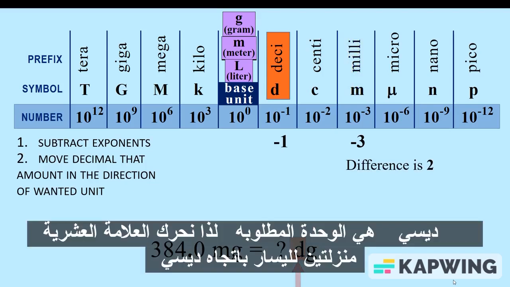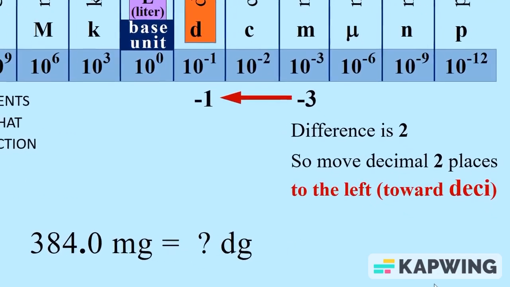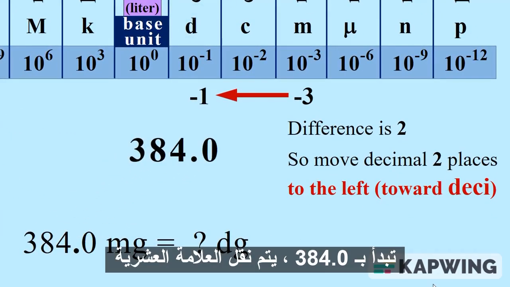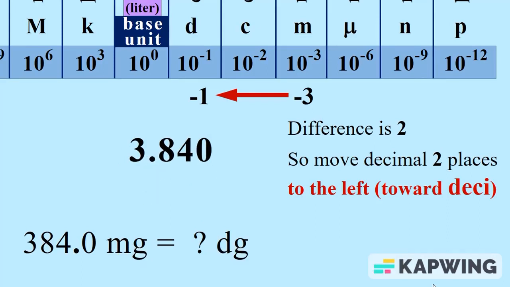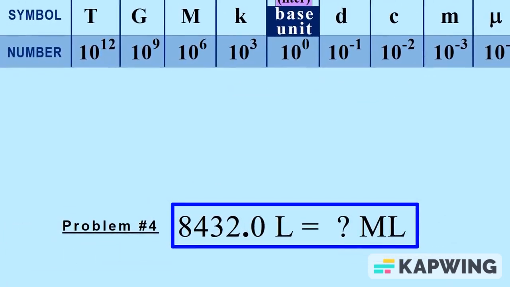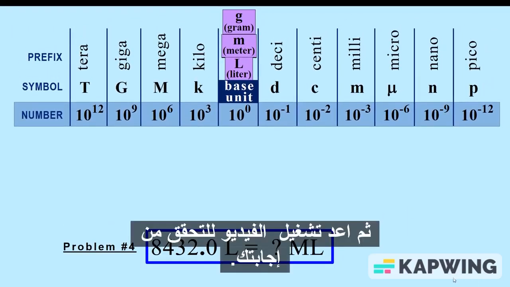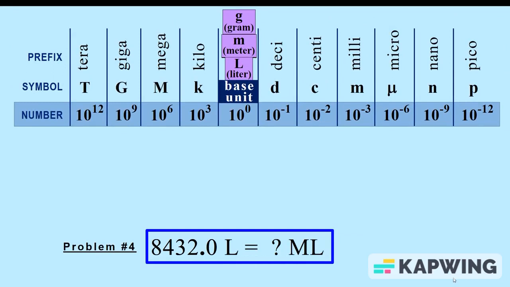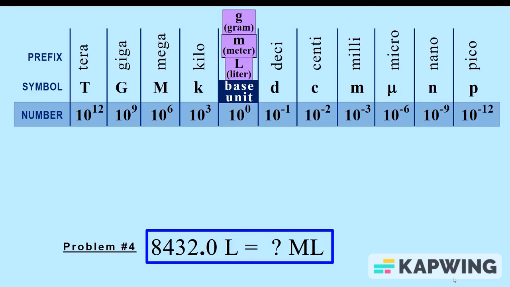Deci is the wanted unit, so move the decimal 2 places to the left toward deci. Starting with 384.0, the decimal is moved 2 places to the left, which gives 3.840. 384.0 milligrams is equal to 3.840 decigrams. Let's try one more problem. Stop the video, see if you can work out problem number 4, and then start the video to check your answer. Notice that the first symbol is by itself, so it is a base unit.